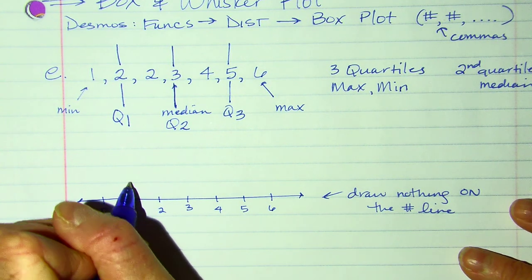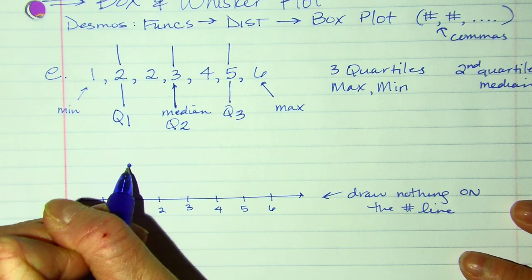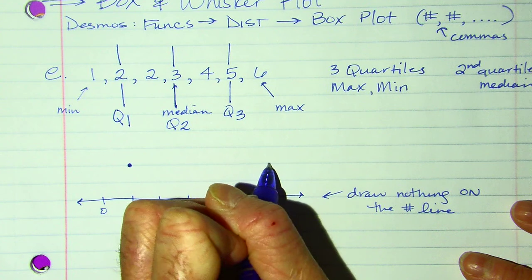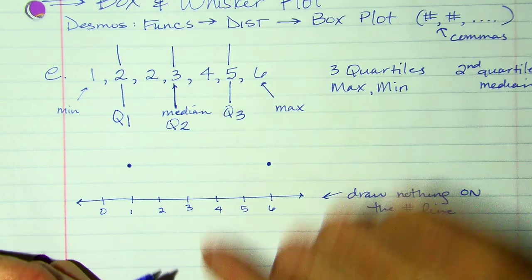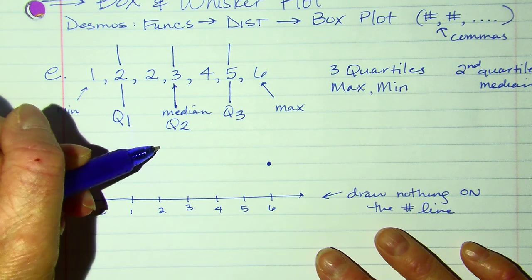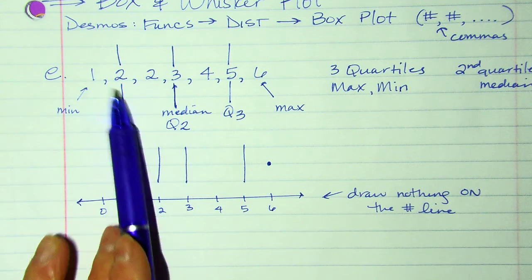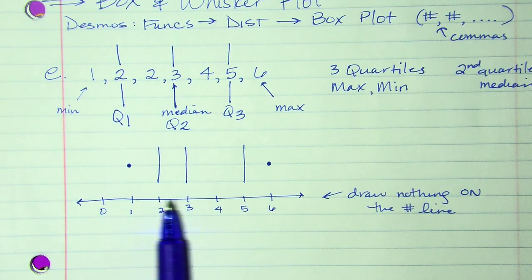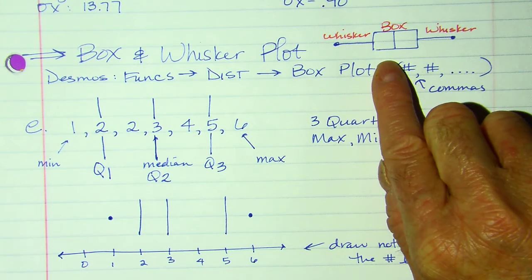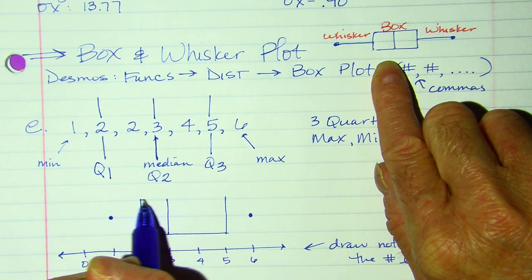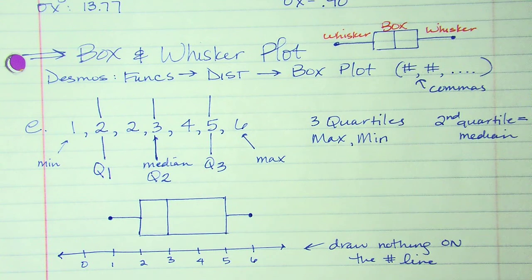So above it, I'm going to start with my whisker. I'm going to draw a whisker at 1, where my minimum is. I'm going to draw a dot at 6, where my maximum is. Now, do you see these lines? We're going to draw those lines down here. So I should have a line at 2, at 3, and at 5. So the lines at 2, 3, 5 should be down here. 2, 3, 5. And now I'll connect it. Remember, the end goal is to look like this. So I'm going to connect this to form my box. Then I'm going to connect the box to the dot to form my whiskers. That is the answer.